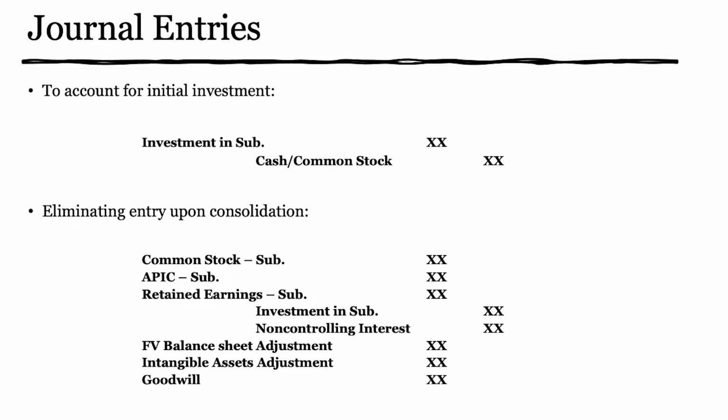Next, taking a look at our eliminating entry upon consolidation. Again, this is a key concept in understanding the consolidation method. Basically, the parent company will want to make these journal entries at the end of the year in order to consolidate their financial statements with the subsidiary.